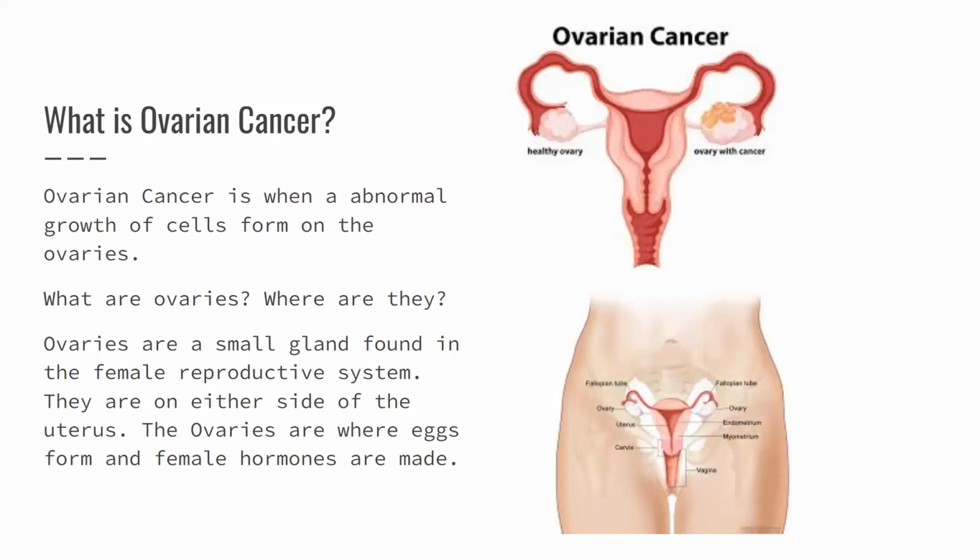Okay, and then what are ovaries? Where are they? If you refer to the diagram on the bottom on the right side, you'll see that the ovaries are a small gland found in the female reproductive system, and they are on either side of the uterus. The ovaries are responsible for forming eggs and making female hormones such as estrogen and progesterone.